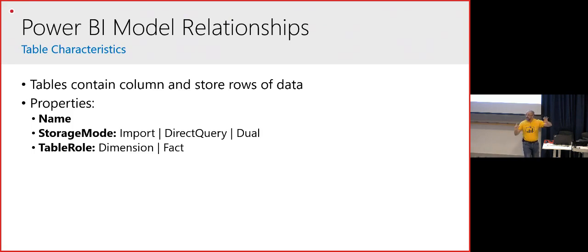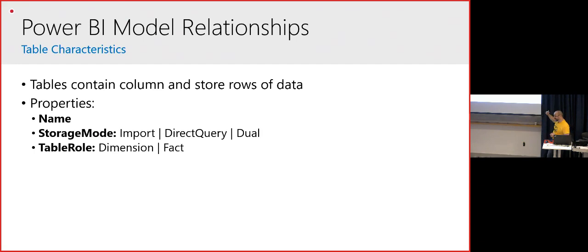Hierarchies and levels of hierarchies provide navigation. And then the last object that allows us to define summarization? Measures. All right. So tables, columns, hierarchies, levels, measures. And yes, relationships bring the tables together. These are the core concepts to modeling.